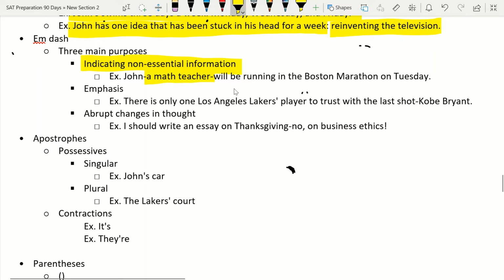All right, what's the next use of an em dash? Well, that's going to be for emphasis, right? So let's say that we had an example sentence of "There's only one Los Angeles Lakers player to trust with the last shot, em dash, Kobe Bryant," right? That's emphasizing that Kobe Bryant is the most clutch player and he should be taking the last shot.